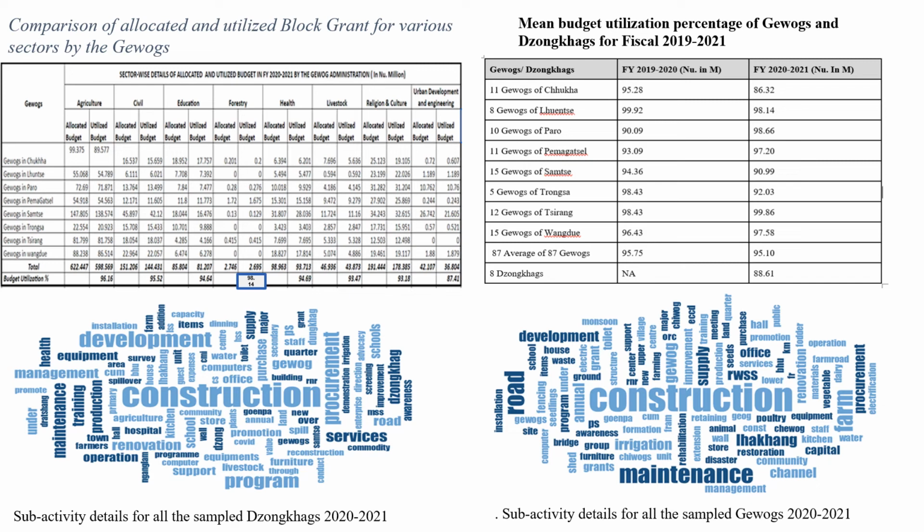The next table is on the mean budget utilization percentage of the Gyeoks and Dzongkhaks for the fiscal year 2019 to 2021. And from here you can see that the utilization is above 85%. Upon consultation with the financial expert, it has been understood that utilization above 60% is supposed to be a good utilization. Then the word clouds for both the Dzongkhak and the Gyeok point out that construction is a priority sector for both the Gyeoks and the Jongkaks.